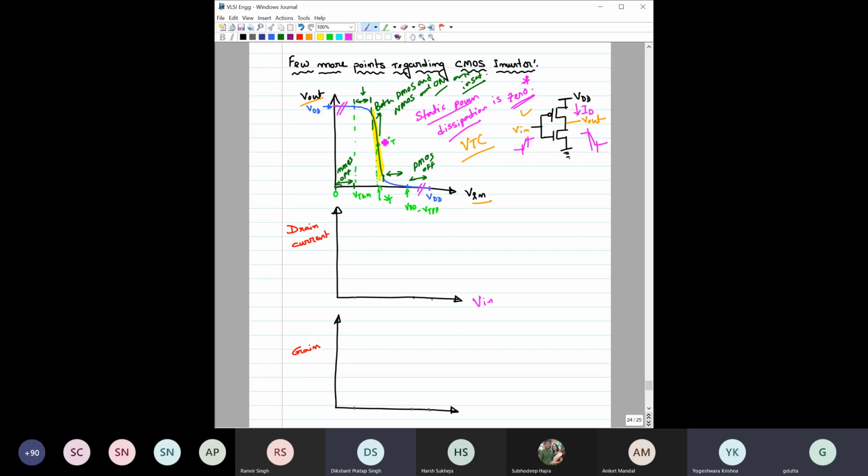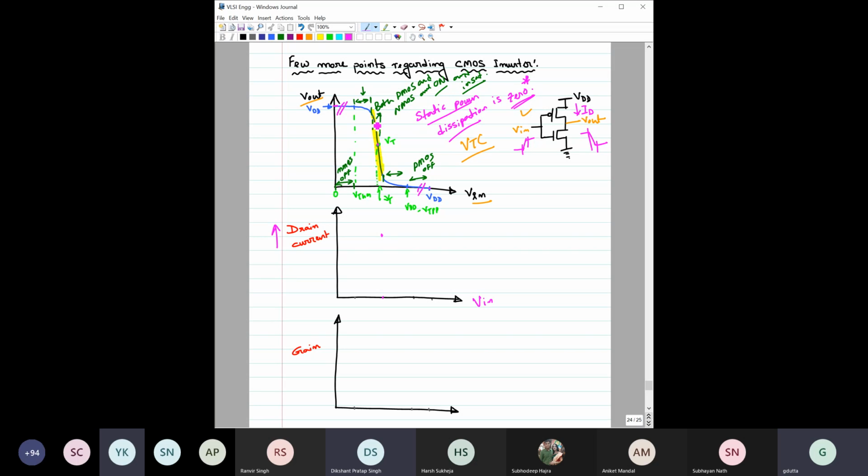Okay. Now let us come to this point. What I asked: if I have to draw the drain current versus V in, now you know where the transistors are on and off. So please give me a hint how this curve should look. It is like a U shape? Where would the current be maximum? For the mid region, at VT. So at VT, this is the maximum current.